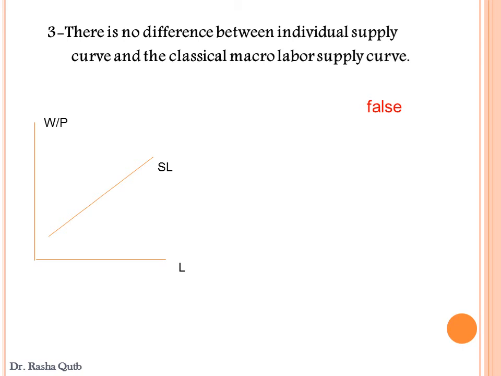This is due to two effects: the substitution effect and the income effect. The substitution effect means that when real wages, which is the worker's real income, increase, the time devoted to leisure would decrease, and workers choose to work more hours.